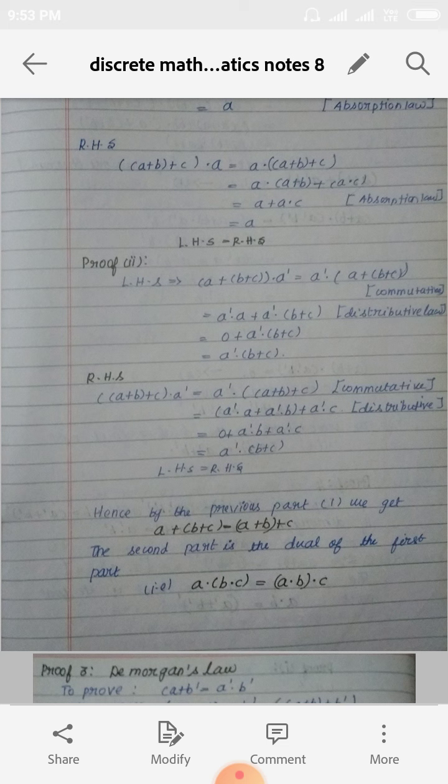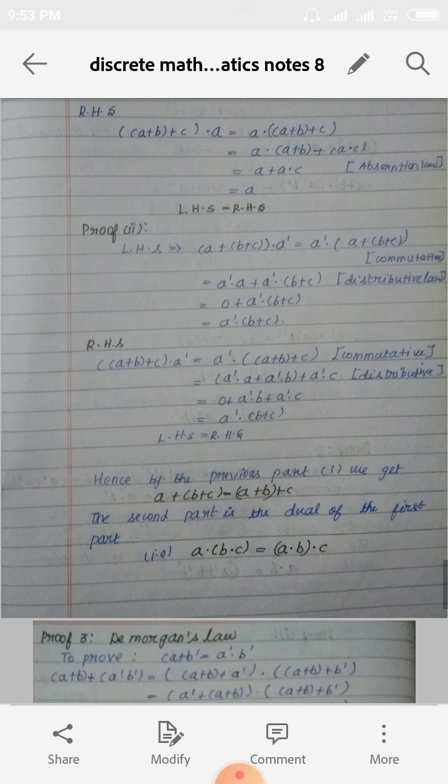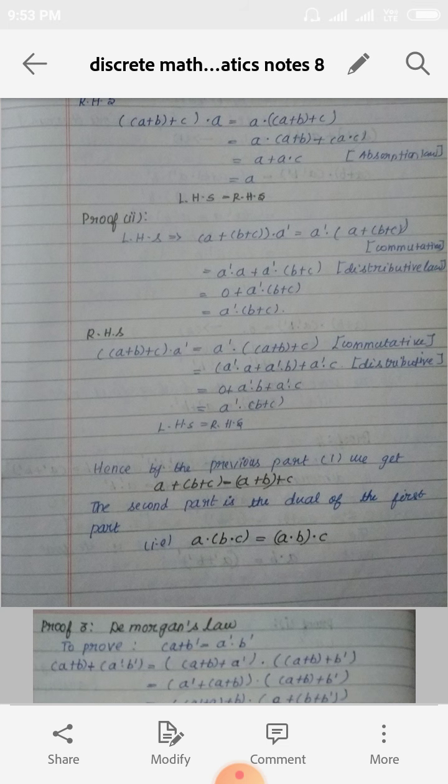Okay. The next one, see the right hand side, a plus b plus c dot a is equal to a dot of a plus b plus c. That is a dot of a plus b, plus a dot c. So we get a plus of a dot c is nothing but equal to a. Therefore LHS is equal to RHS. So see the proof of the second proof.